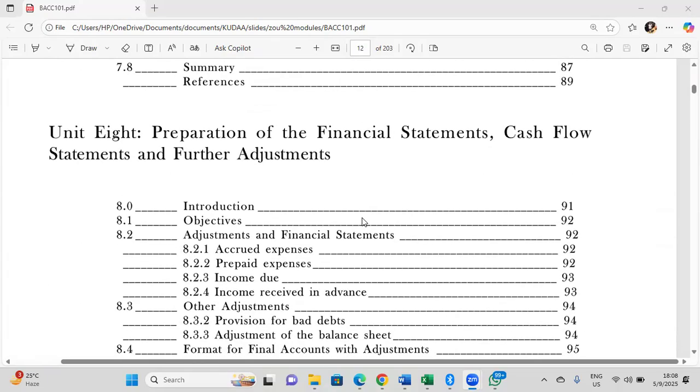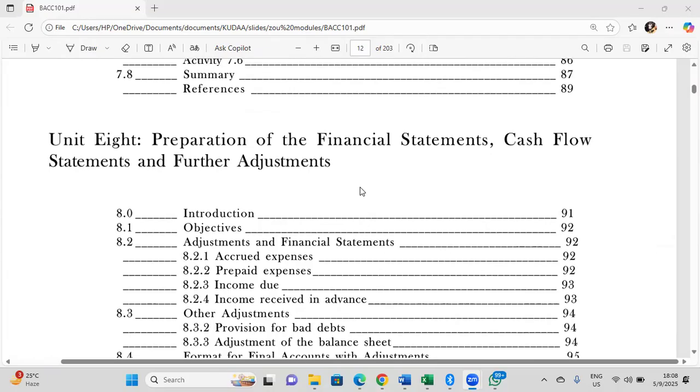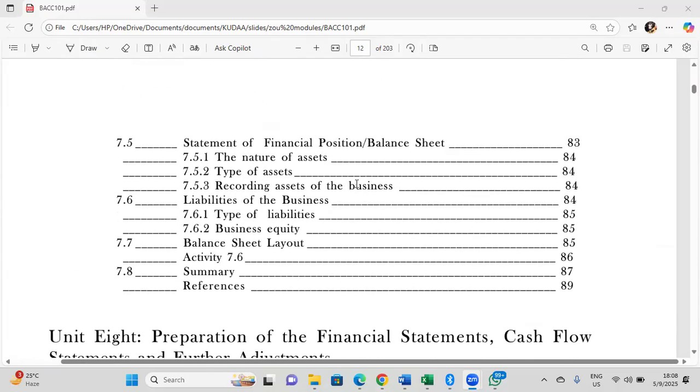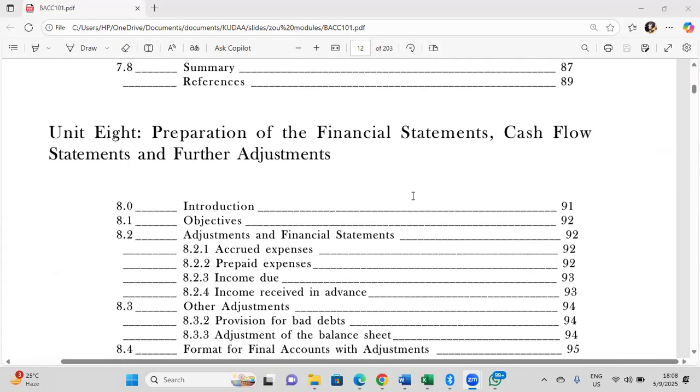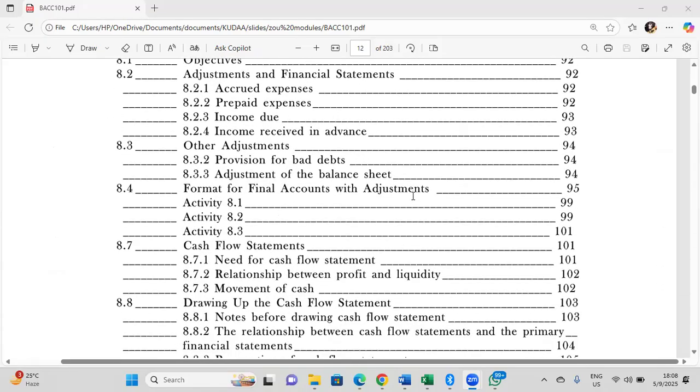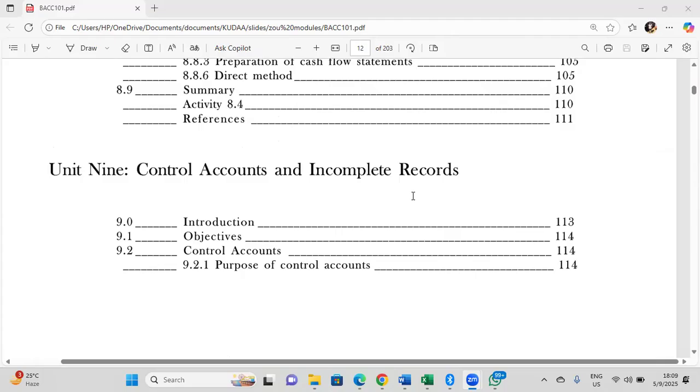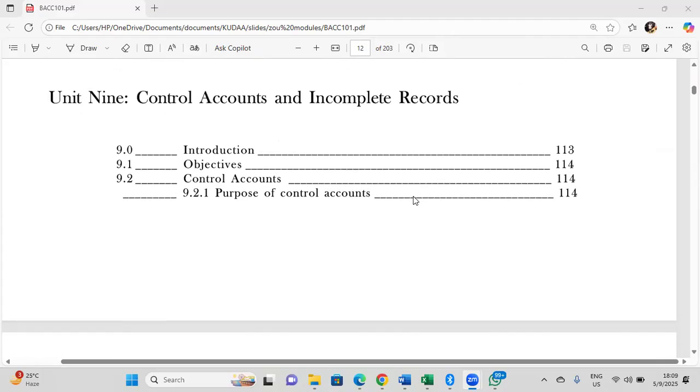For fin 1B, we started with the financial statements again. Our first session was on the financial statements, but now looking at adjustments. For those that missed the first sessions, please let me know so that I can send you the recordings. Chapter 8 looks at the preparation of the financial statements and the cash flow statements. Chapter 9 looks at the control accounts and the incomplete records.